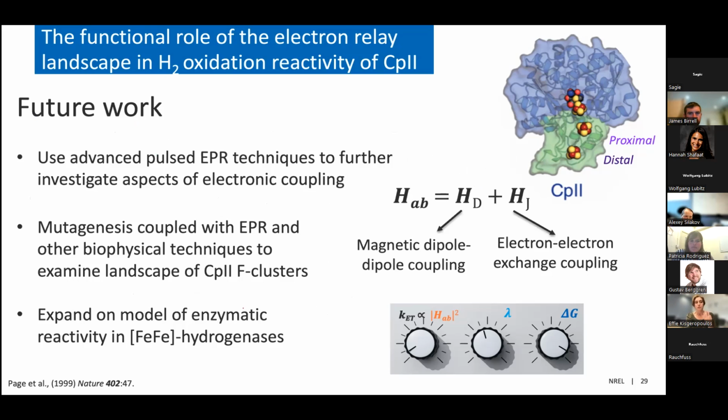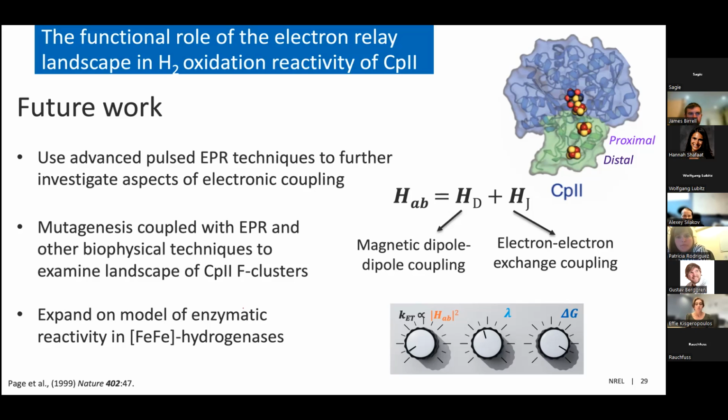So future work: this is really just the tip of the iceberg that we're touching here, with thinking about a different kind of framework to think about the F clusters in CP2 and really how they might be contributing to reactivity in general. So we want to use advanced pulse EPR techniques to further investigate these aspects. I have shown here on the right this H_AB term that I discussed, that in electron transfer can be decomposed to the components for magnetic dipole-dipole coupling, as well as electron-electron exchange coupling. Pulse EPR is great for looking at those types of components.